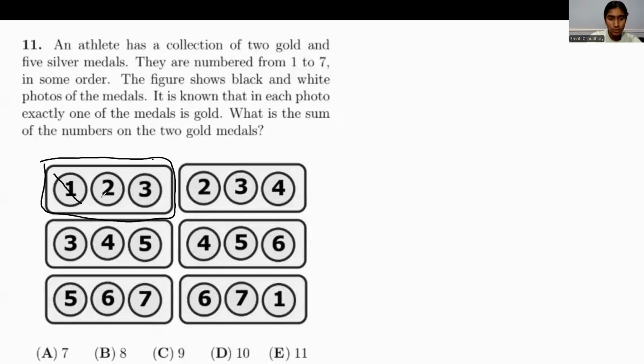Now let's try 2. If 2 were a gold medal, let's see, it's common with this box, which means there needs to be a number that's in common in these 4 boxes, which there isn't. So 2 is not a gold medal either. Now for 3, there's a 3 in this box and in this box as well. So these 3 boxes would need a common number, which they do have, 6. So 3 is a gold medal, along with 6. So we're asked for the sum of the numbers, so 3 plus 6 is 9. So our answer is C.